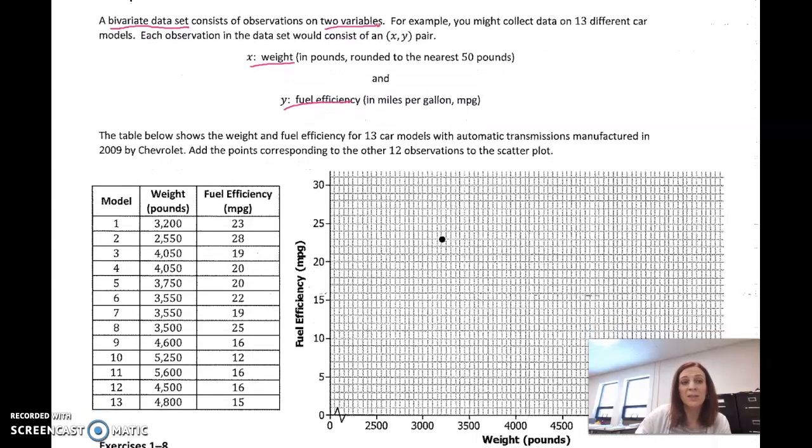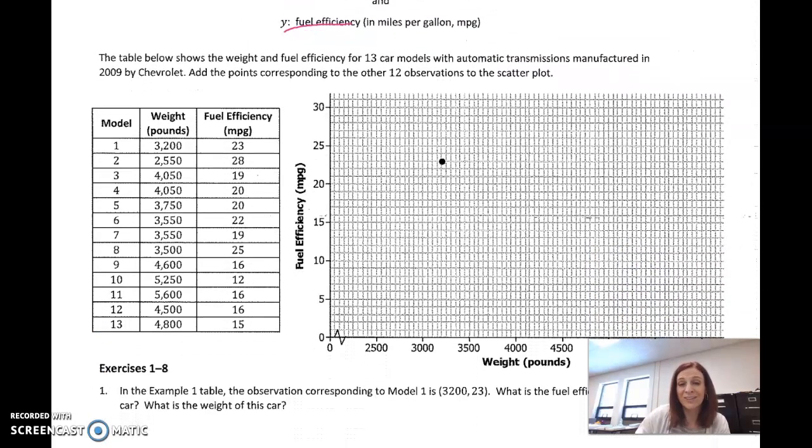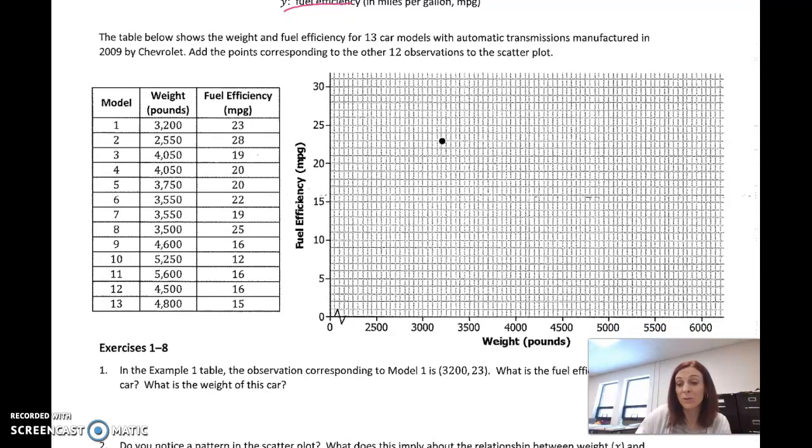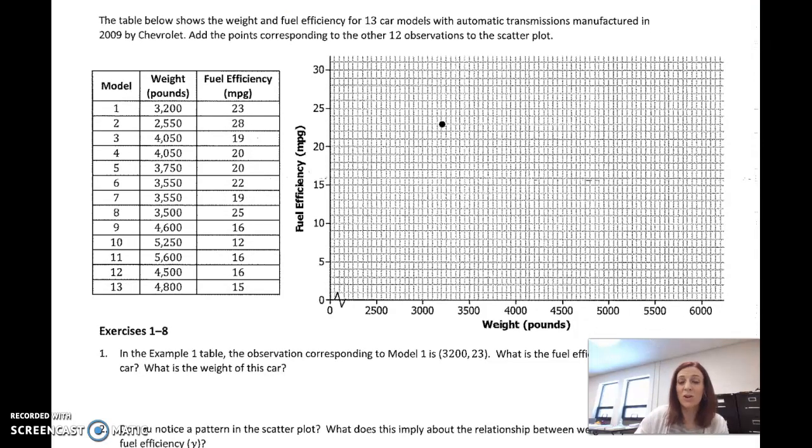The table below shows the weight and fuel efficiency for 13 car models with automatic transmissions manufactured in 2009 by Chevrolet. Add the points corresponding to the other 12 observations on the scatter plot. There's already one here. Here's what we need to remember. This is our X value, this is our Y value. These are all ordered pairs. We're not worried so much about what model number it is, but if you look at our axes, we have weight and fuel efficiency. We want to know, is there a relationship between weight and fuel efficiency in a car?